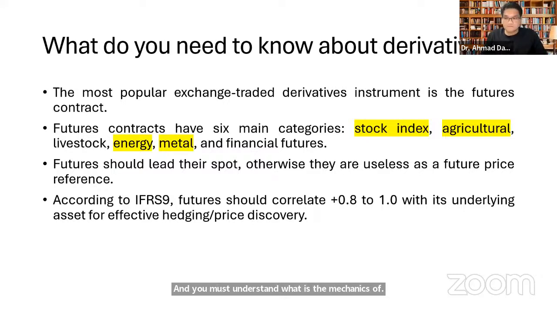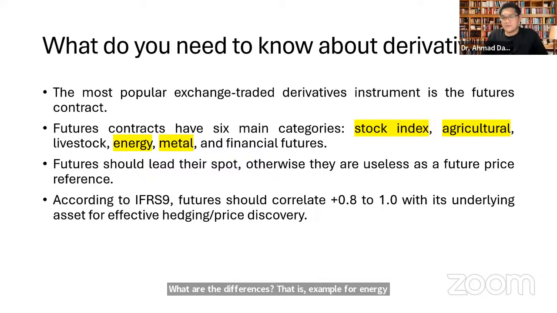Then we have energy. Energy, of course, is popular: Brent crude oil, WTI, West Texas Intermediate. We also have natural gas. Those are actually very popular. You have to know there are differences between Brent and WTI. You need to Google what the differences are. That is the example for energy.